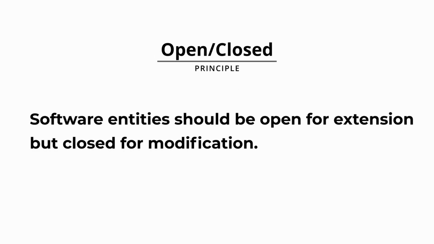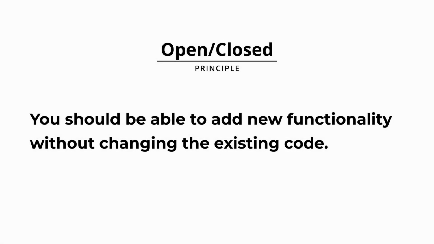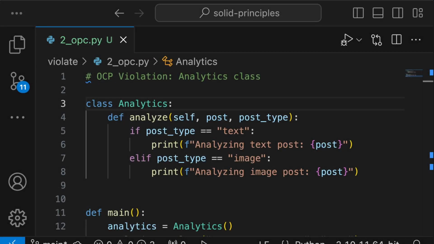The open-closed principle dictates that software entities like classes, modules, functions, etc. should be open for extension but closed for modification. This means that you should be able to add new functionality without changing existing code. To illustrate this, let's look at this code here.